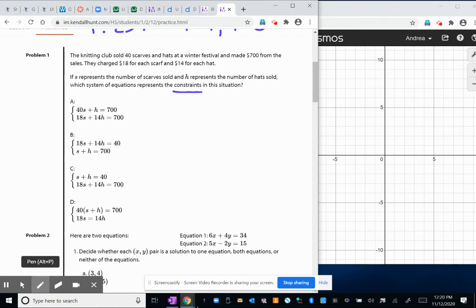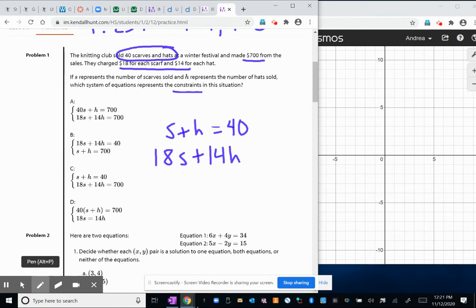So the first piece of information is we know they sold a total of 40 items. So I would say we could represent that with scarves plus hats equals 40. So that's going to be one of the constraints. The other one comes from how much money they made and what they charged for each item. So I know that scarves are $18, so 18S, and hats are $14, so plus 14H. And they brought in $700. So it looks like that is the same as answer choice C.